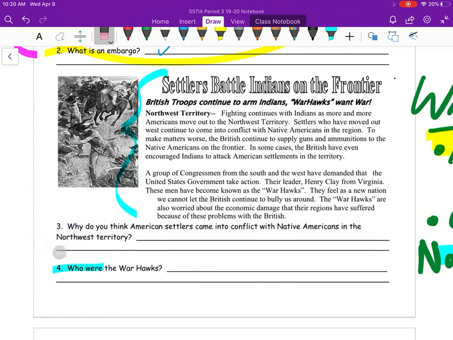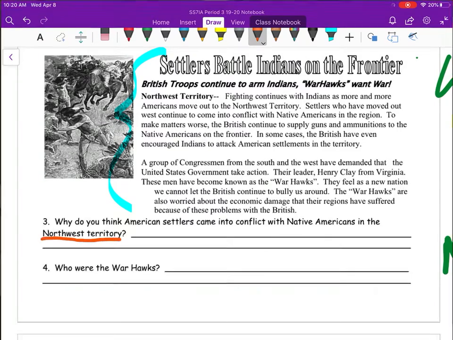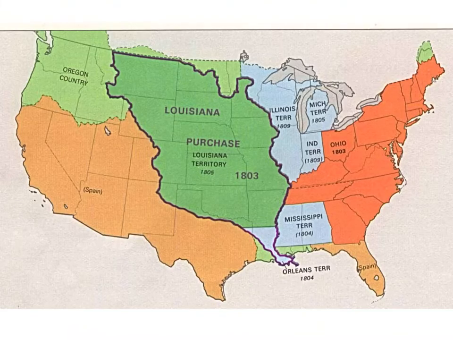All right, I want to go over these 2 questions right here on the worksheet. So why do you think American settlers came into conflict with Native Americans in the Northwest Territory? First, I want to talk about where the Northwest Territory is. Last week, we learned about the Louisiana Purchase.